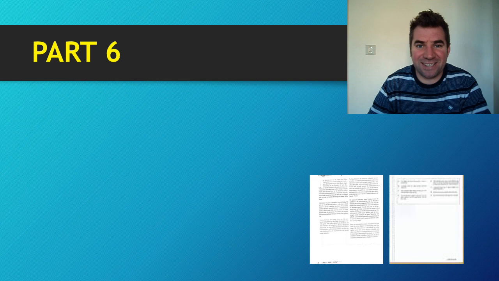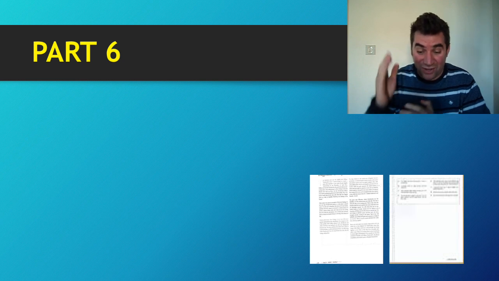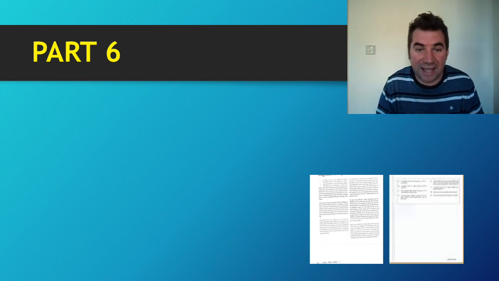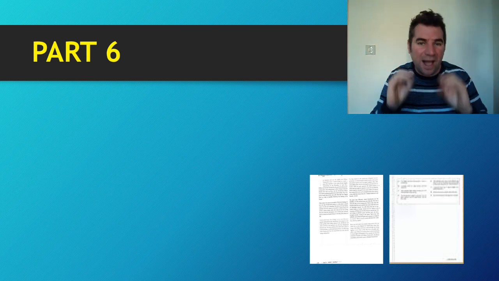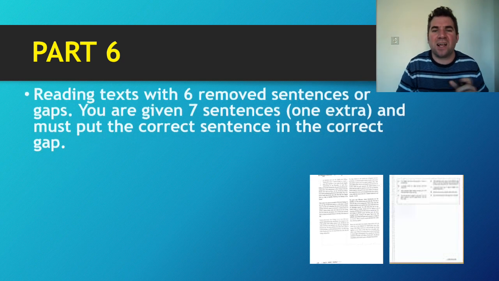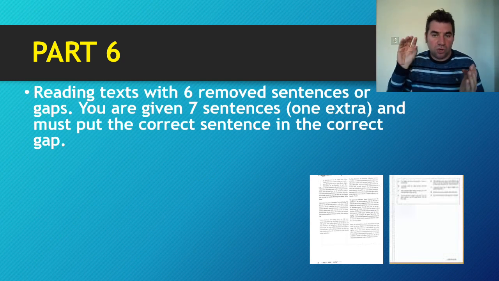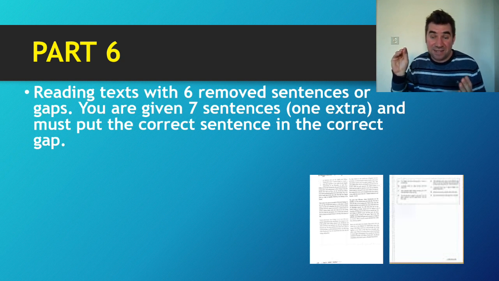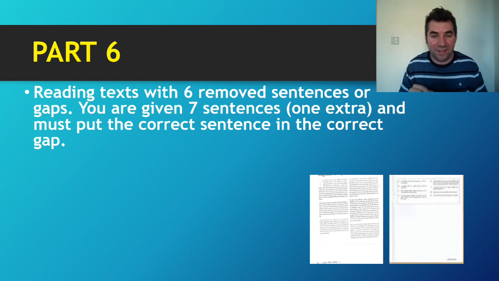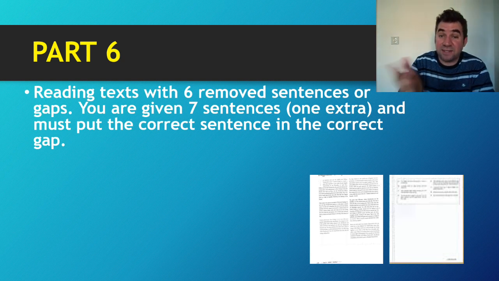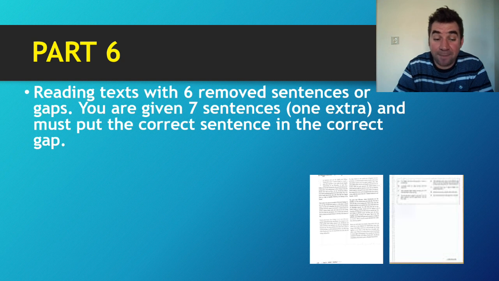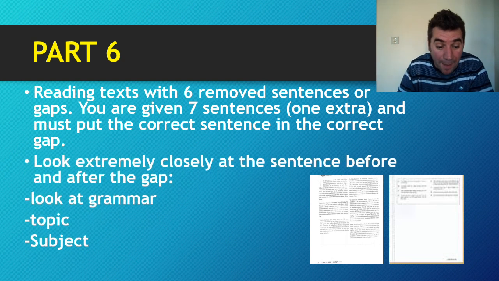Part 6, this is the favorite part of many students. What you'll have here is a text, and they'll take 6 sentences out of this text. It's like a jigsaw puzzle, and what you've got to do is put these sentences in the correct place. And as if this wasn't hard enough, they'll also give you 1 extra just to confuse you. So here you are given a text, 6 removed sentences, and you must put the sentence in the correct gap.